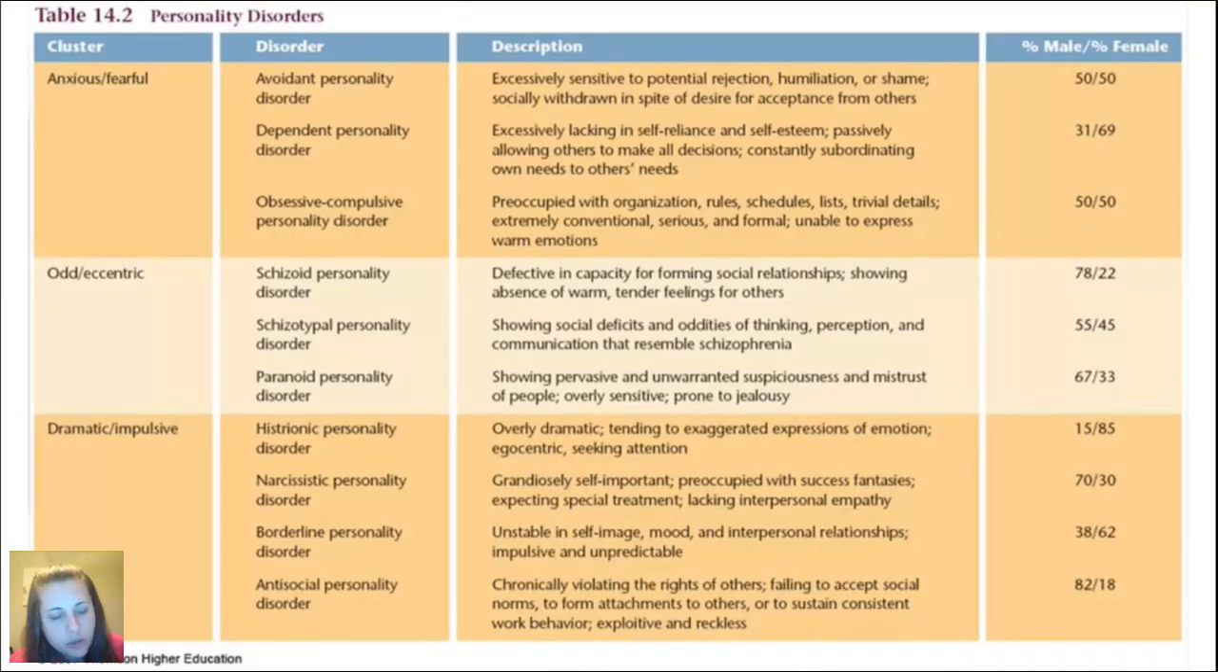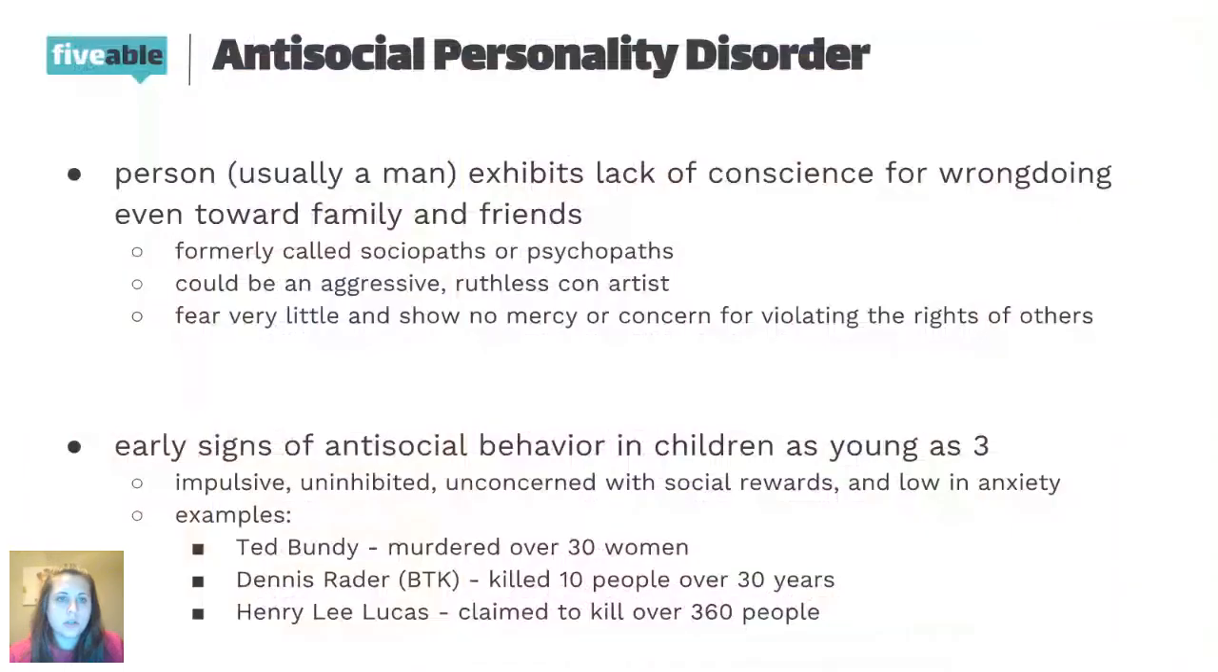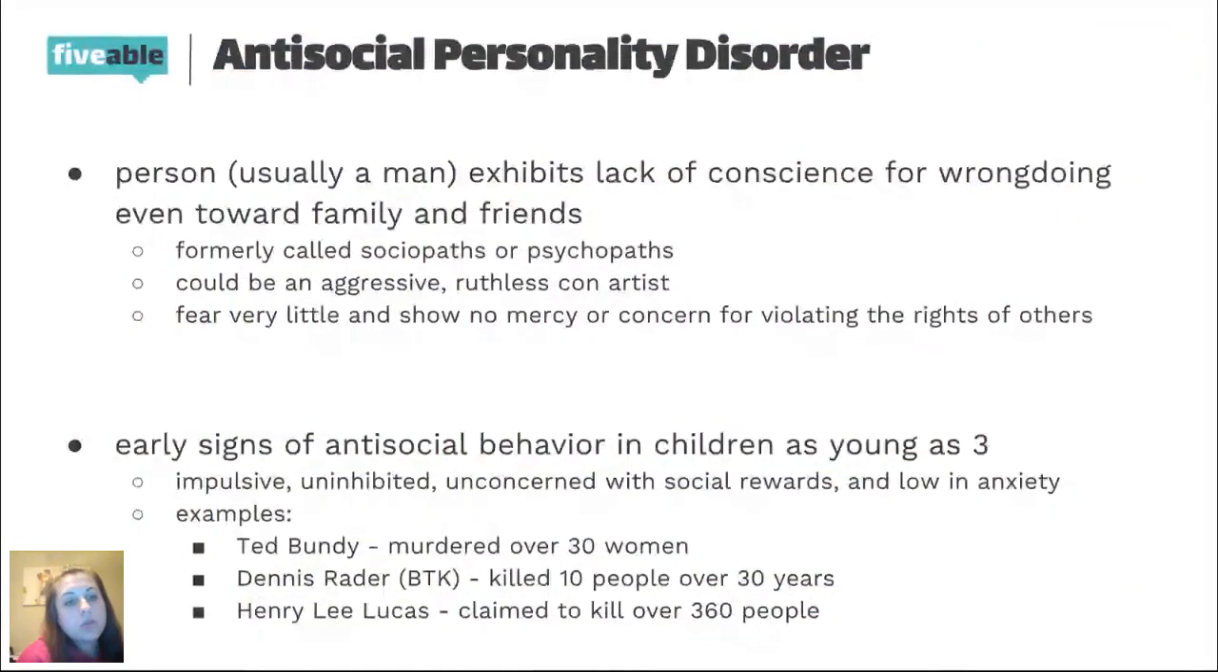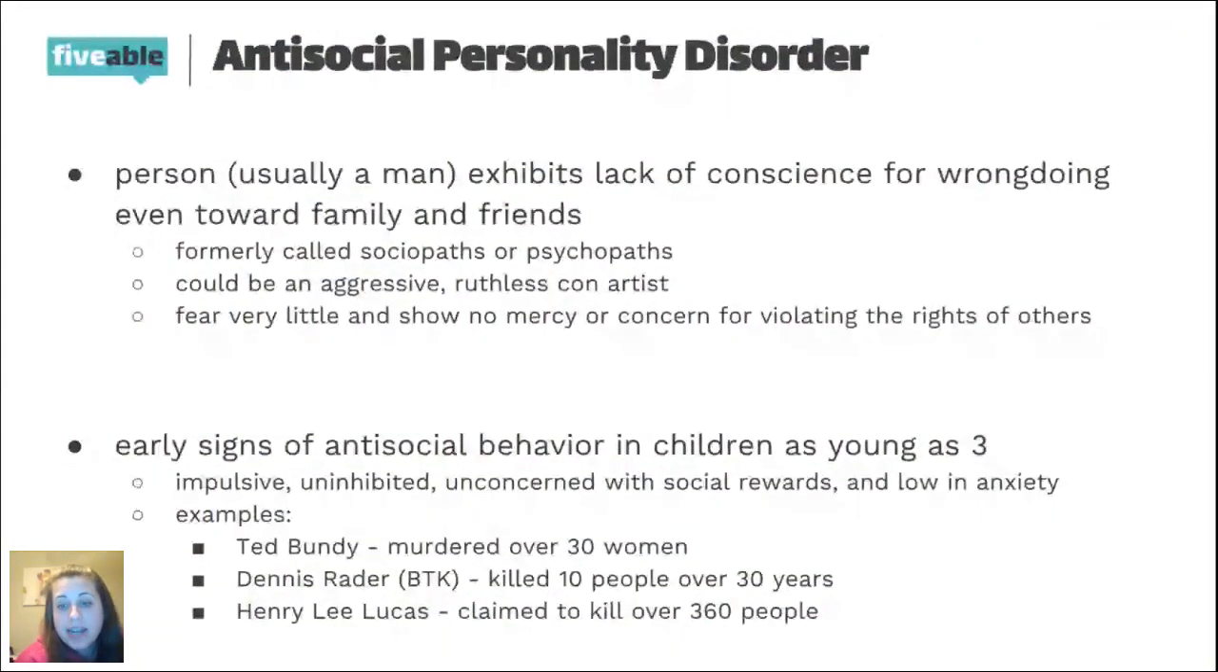And then, yeah, antisocial personality disorder is the one that is the most common one to show up. So if you're going to study any, that would be the one. And so antisocial personality disorder is when a person who's usually a man, if you saw in the last slide, 82% of people who have APD, antisocial personality disorder, are men.